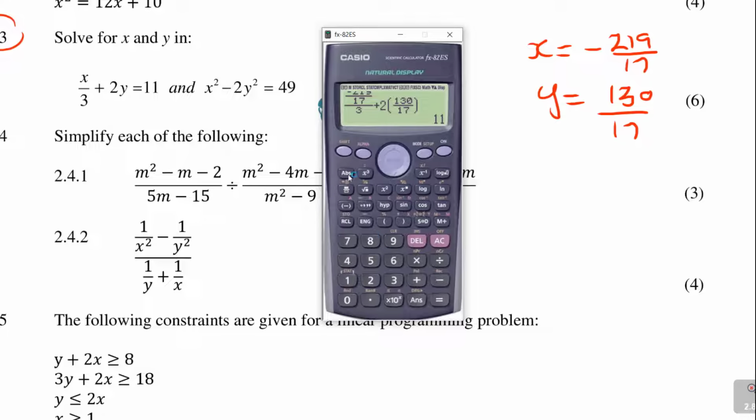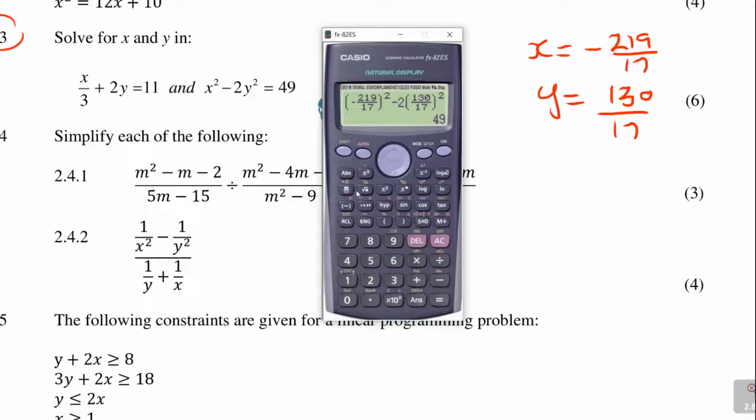Let's do the squared part. X squared is bracket negative 219 over 17 squared, okay, minus 2y squared is 130 over 17 squared. It must give me 49. There, it gives me 49.